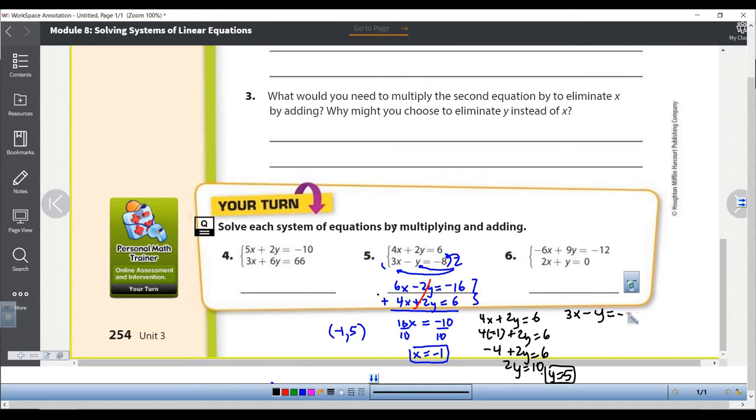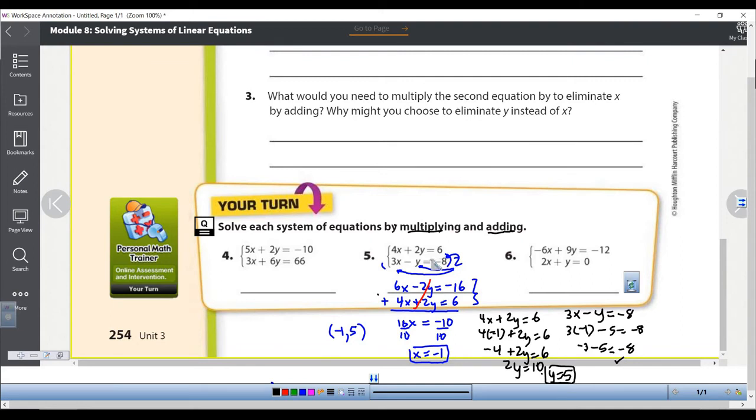3x minus y equals negative 8. So I'm going to go right here, and what are we saying the solution is? x is negative 1 and y is 5. So 3 times negative 1 minus 5, and I'm saying that better give me an answer of negative 8. Well, 3 times negative 1 is negative 3. Negative 3 take away 5. Guess what you get, ladies and gentlemen? You get negative 8.